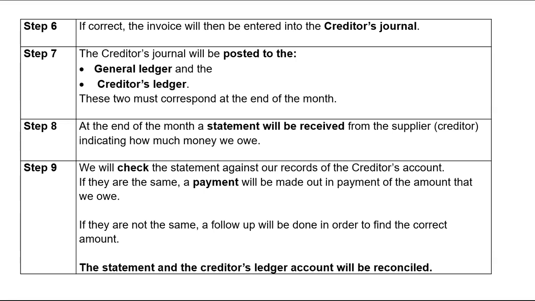Okay. Now, step 8, at the end of the month, a statement will be received from the supplier, a creditor, indicating how much we owe. We will check the statement against our records of the creditor's account. If they are the same, a payment will be made in payment of the account that we owe. If they are not the same, a follow up will be done in order to find the correct amount. The statement in the creditor's ledger will be reconciled, and this is done at the end of each month.